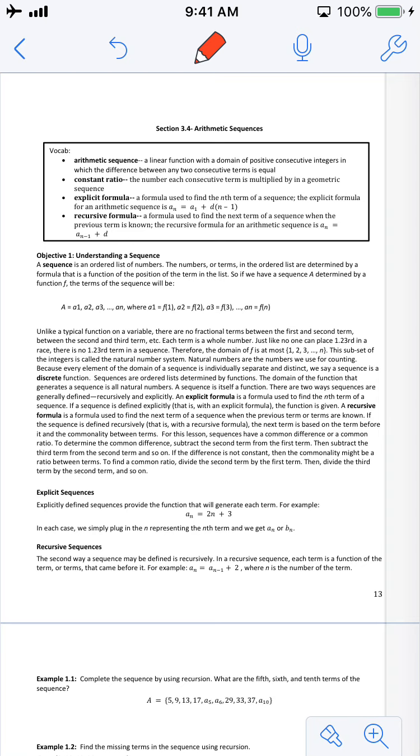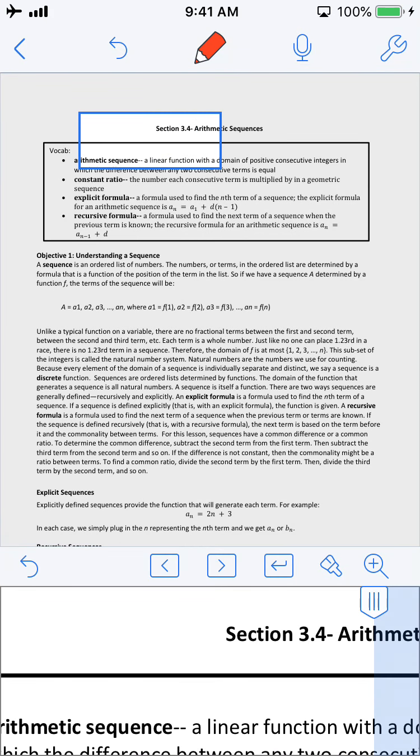Okay, welcome to 3.4 arithmetic sequences. Up until this point, we've talked about lines and slope of lines and perpendiculars and parallels of lines and everything that has to do with lines and linear equations. We're going to look at this in a different aspect now, something with a sequence.